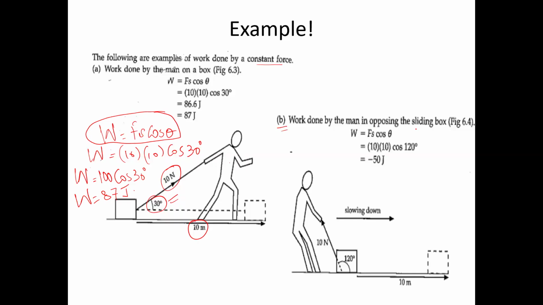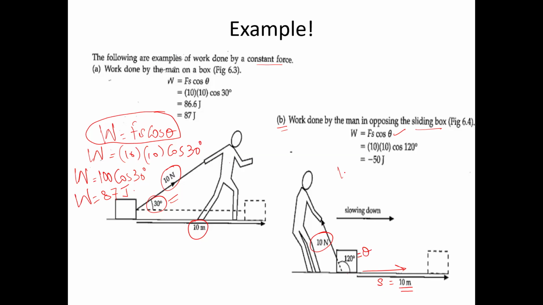Work done by the man in opposing the sliding box is what? W is equals to Fs cos of theta. So let's say there is a person which is applying a force in this direction and the block was somehow sliding to the right, and during sliding it covered a distance of how much? It covered a distance of 10 meters, right? So we can witness that the angle between the force and the distance is 120 degree.